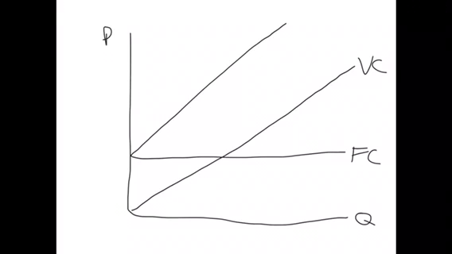This line represents the total cost. The total cost begins at the same price as the fixed cost because to produce 0 goods would only cost the amount of the fixed cost. As the total cost increases, it will always be above the variable cost at an amount equal to the fixed cost. So this amount right here is equal to this amount right here.